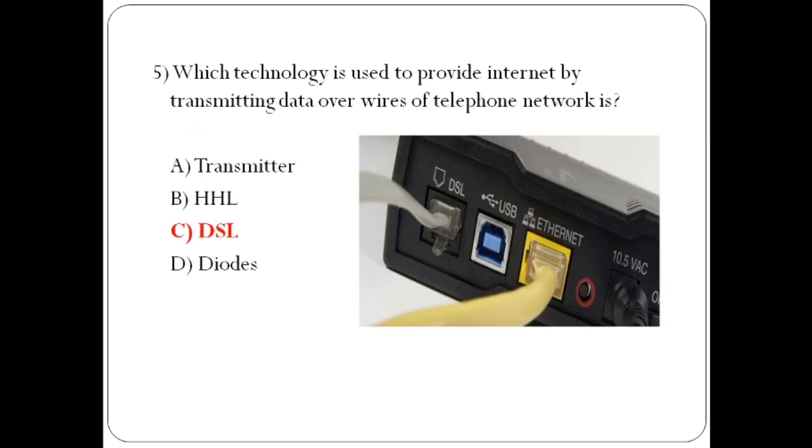Which technology is used to provide internet by transmitting data over wires of telephone network? DSL stands for Digital Subscriber Line. DSL is a communication medium used to transfer digital signals over standard telephone lines. DSL is one of the most popular ways internet service providers provide broadband internet access.